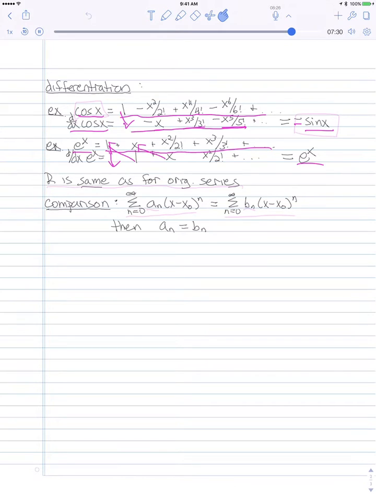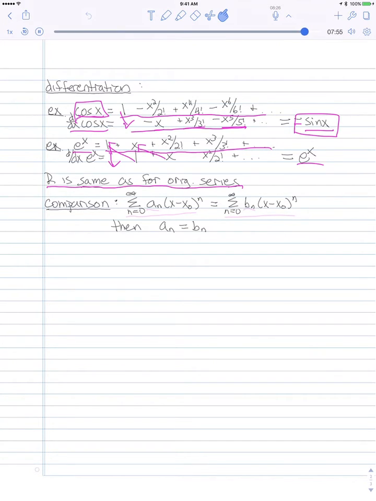And when you're doing differentiation on a power series, it turns out that the radius of convergence is going to be the same as for the original power series you started with. So in other words, the power series for cosine up here and the power series for negative sine here, these things have the same radius of convergence.